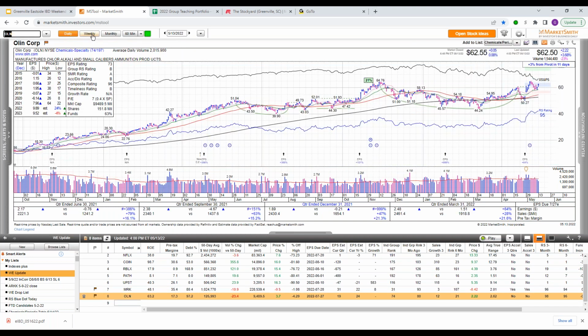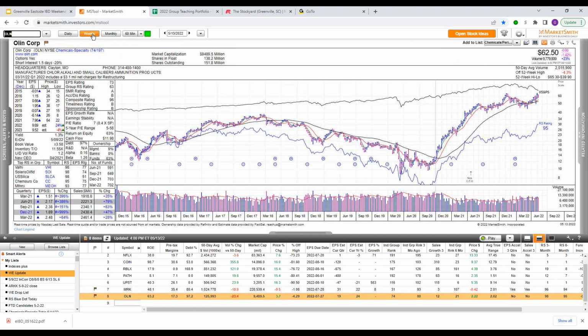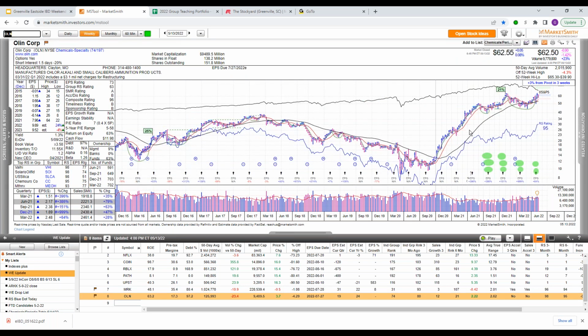And then Olin, this may be one to keep an eye on, CANSLIM quality, nice RS line on the weekly. Trying to do something again. You can just see the market coming down and its RS line going up. That's a real key in these bad markets for identifying strength. So you want to pay attention to that.